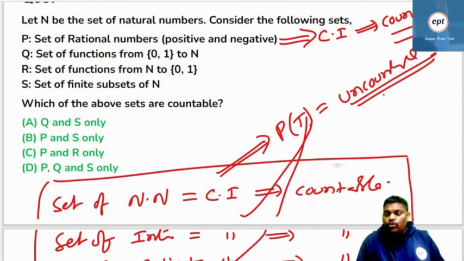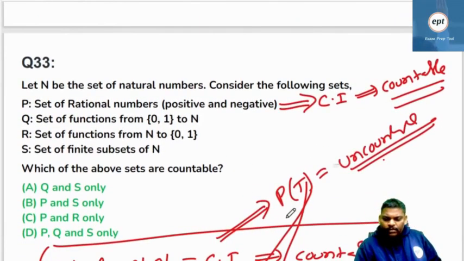Please, if anyone doesn't know, remember: the power set of a countably infinite set is uncountable. The power set of a finite set is only finite, hence countable. But the power set of a countably infinite set is uncountable. Cantor's theorem. Okay, that is fine now, right?